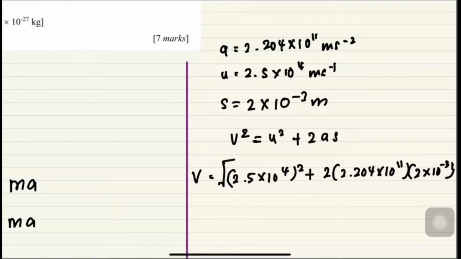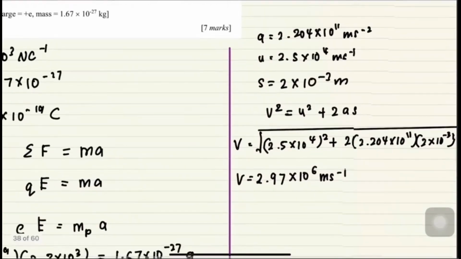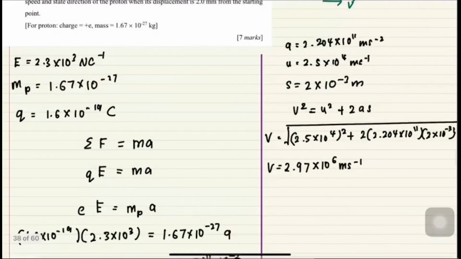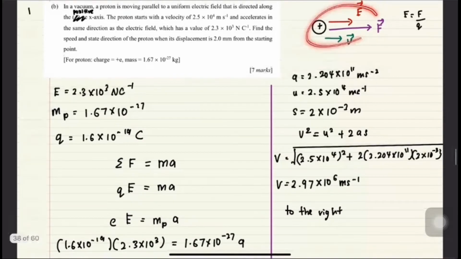So in square root, again, press your calculator. So I pressed it before. So to save you some time, the V is equals to 2.97 times 10 to the power of 6 ms minus 1. Okay. And you have to state the direction as well. So direction to the right. Okay, based on the diagram above, or you can state that the direction of velocity is in the same direction with the electric field. Okay. But if you draw it like this, then you can easily state that it's to the right lah.